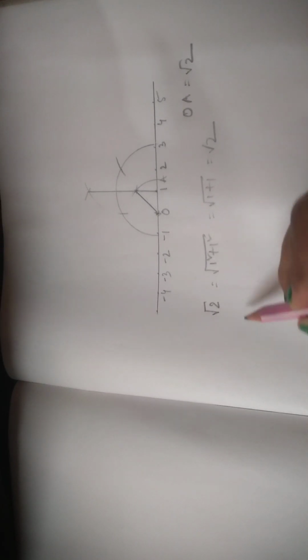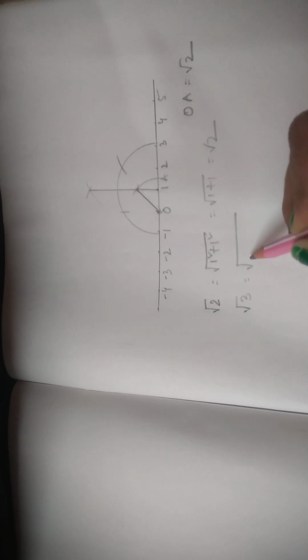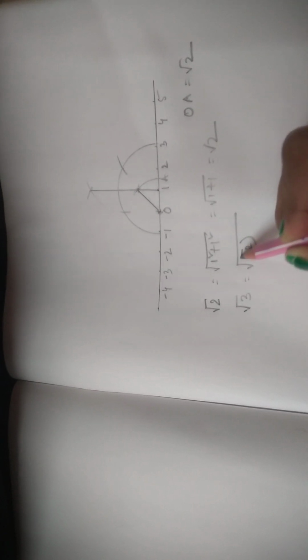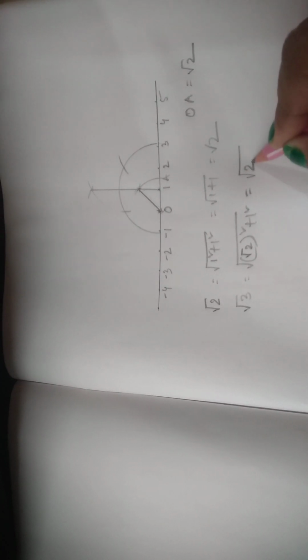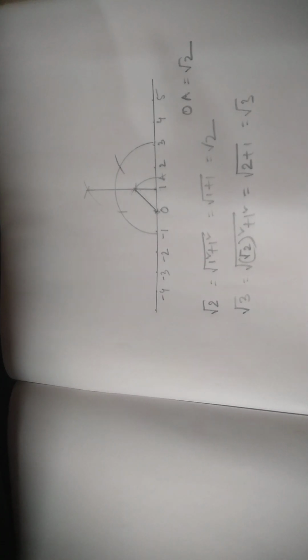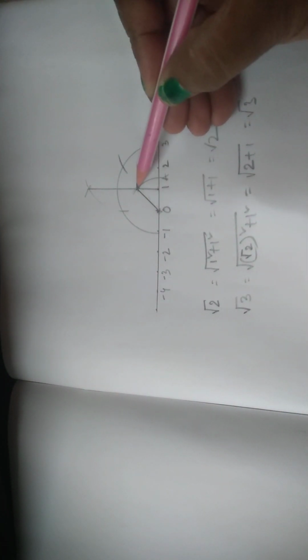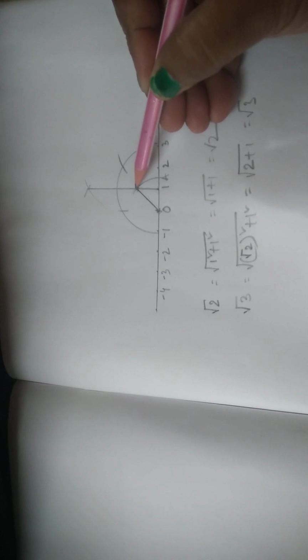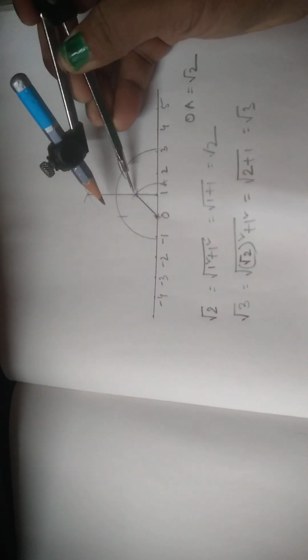Next, root 3. How do we place root 3 on the number line? We can write that root 3 is equal to root over root 2 square plus 1 square. Root 2 square means 2, plus 1 square means 1. So this comes to root 3. This is the value of root 2. Now you have to draw a perpendicular on this line.